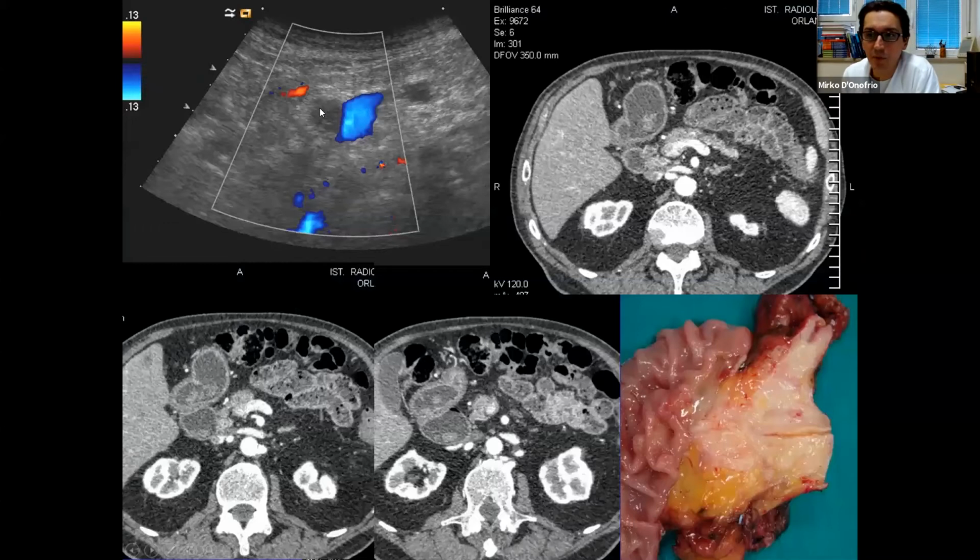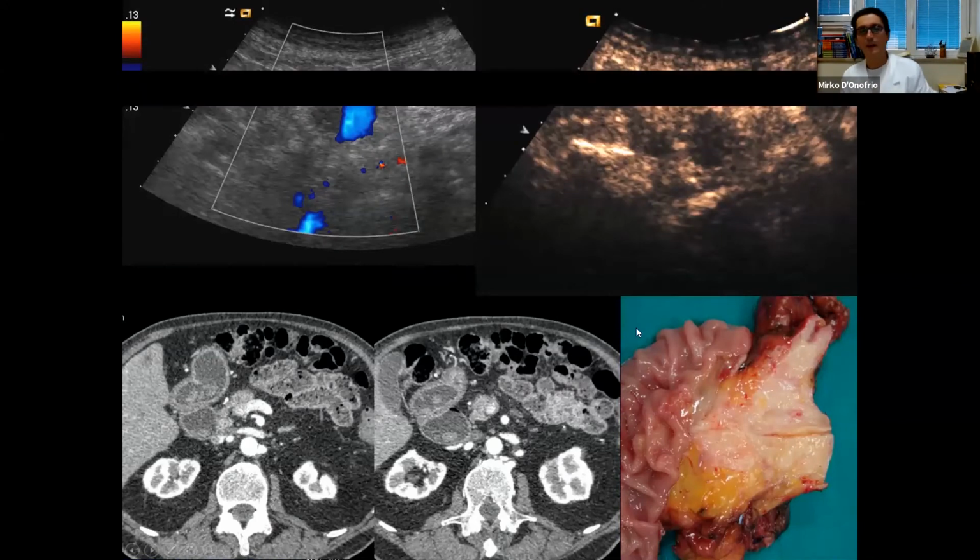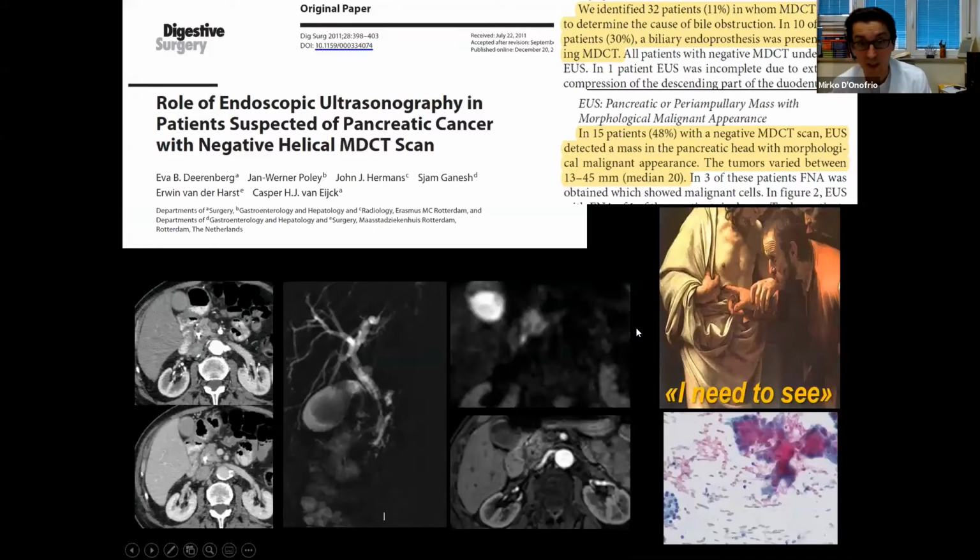So this is another example. Next to the pancreas, you can see a very small nodule, and the lesion is completely invisible on CT, and the lesion was hypovascular, so hypoechoic on CEUS.